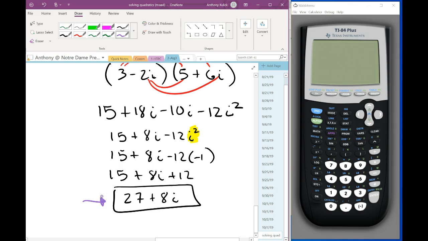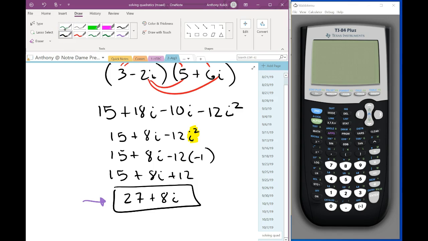Note that our answer here is once again a complex number, right? We should not multiply two complex numbers together and get something that's not a complex number. It needs to be something that can be written in that a plus bi form. Is everybody okay with that idea?